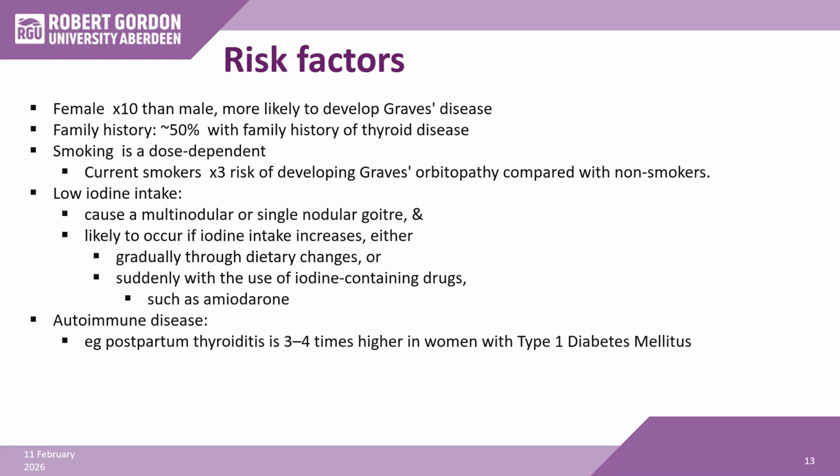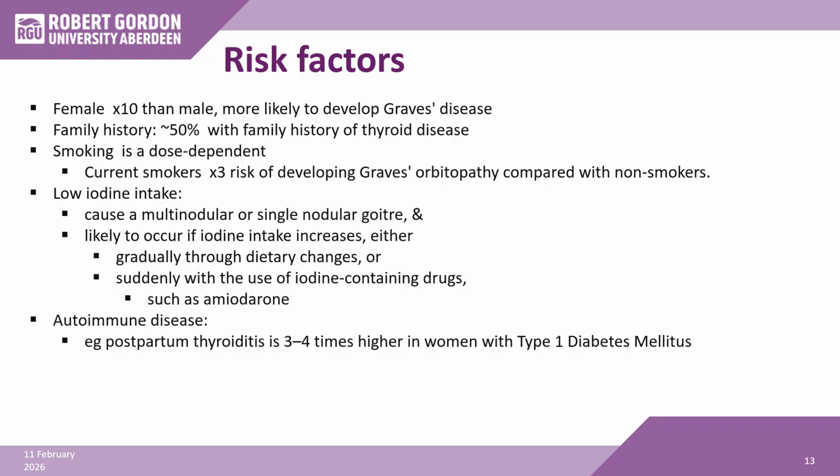So risk factors. As I previously mentioned, women are affected 10 times more than men. Family history is important. About half of patients with Graves' disease report relatives with thyroid disease. Smoking stands out as a major modifiable risk factor and increases the risk of Graves' disease, and particularly Graves' orbitopathy. And it also worsens the outcomes. Autoimmune diseases also can occur and can be a cause. For example, postpartum thyroiditis is more common in individuals with type 1 diabetes. Okay.